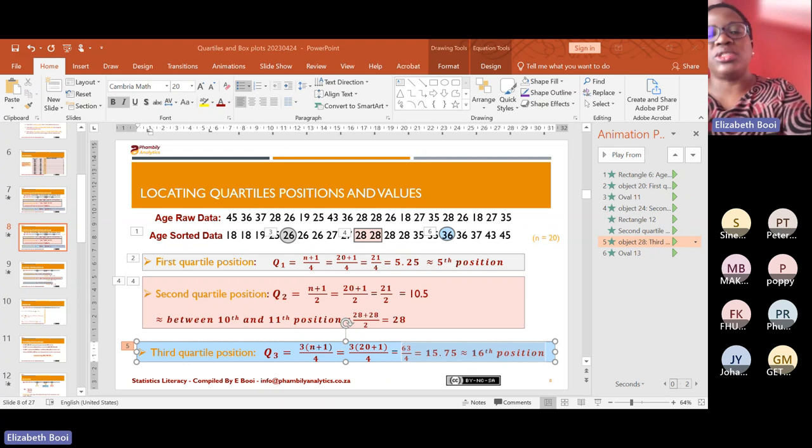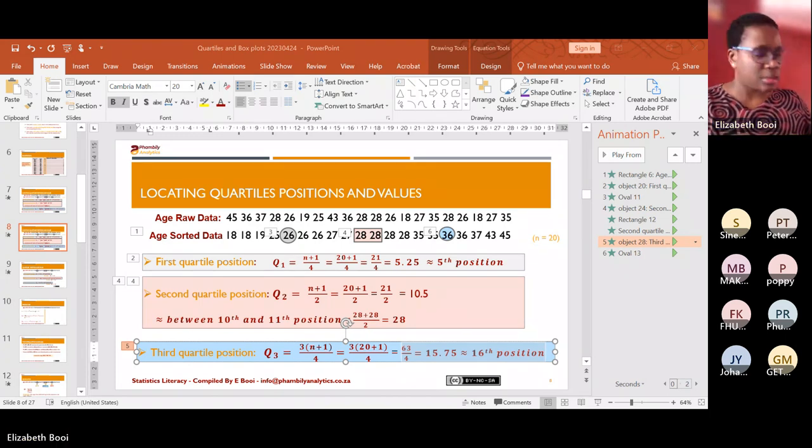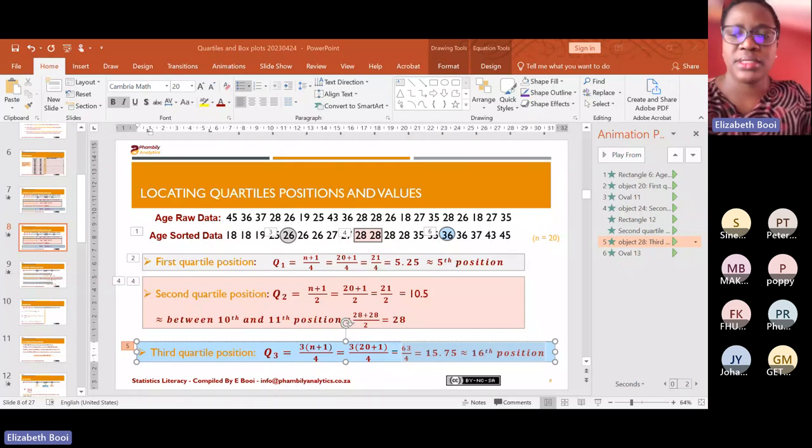Similar with quartile 2, which contributes 50% of the data. So percentile 2, which is P50, is 0.5 times n plus 1, which will be 0.5 times 20 plus 1, which equals 0.5 times 21 equals 10.5. I'm not going to rewrite this. It's between position 10 and 11. And we just count 1, 2, 3, 4, 5, 6, 7, 8, 9, 10, 11. It's located between 28 and 28. So we take the average of the two, and the percentile is 28.